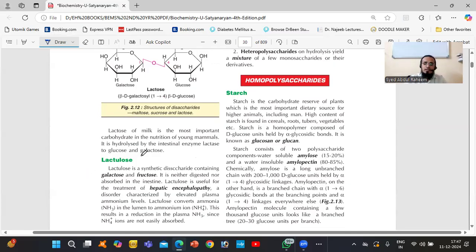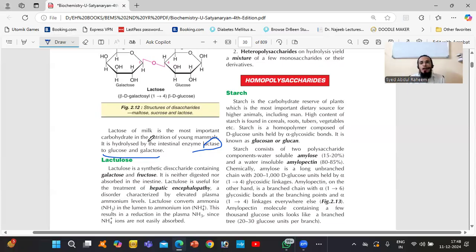It is hydrolyzed by the intestinal enzyme lactase. All these enzymes are secreted by the pancreas, lactase, to glucose and galactose. So the lactose is converted into carbohydrate, because it is very important for small children, pediatric, because they need milk as an energy source. Who will convert it into an energy source?